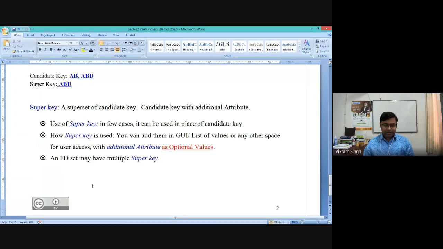So that's it for today's lecture. We have touched upon this basic concept of super keys.